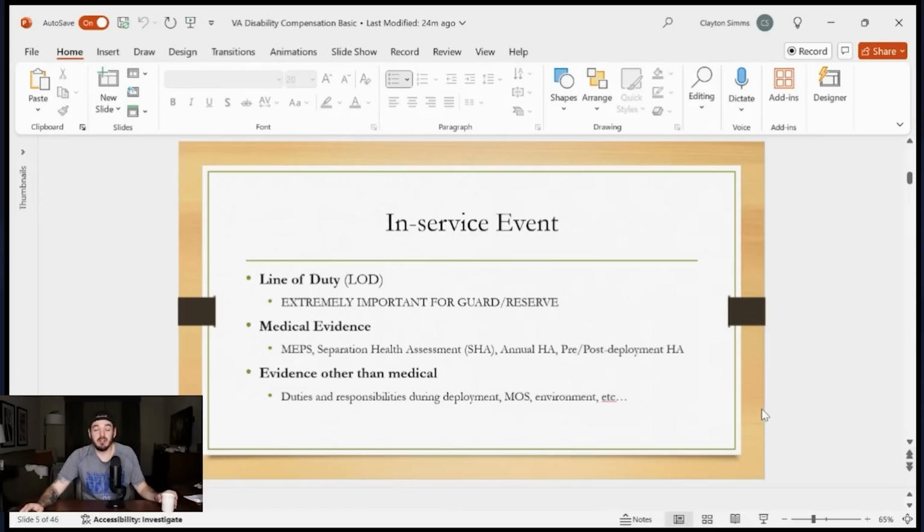Now, evidence other than medical, again, duties and responsibilities during deployment, your MOS. So you may have never complained about tinnitus, but because you were an artilleryman, you worked on the flight line, whatever that looks like for you, your MOS could be that evidence other than medical.